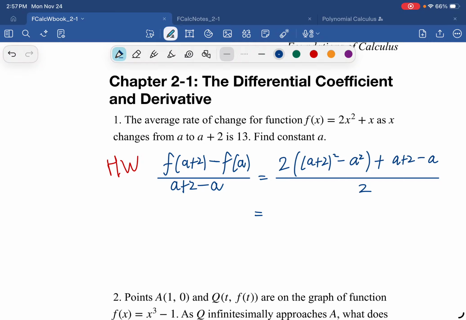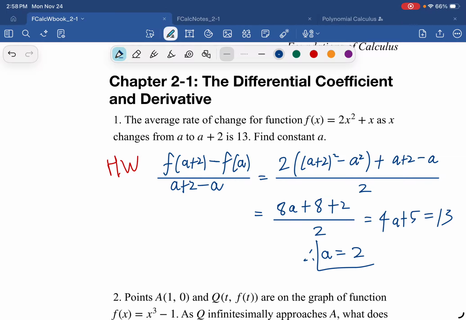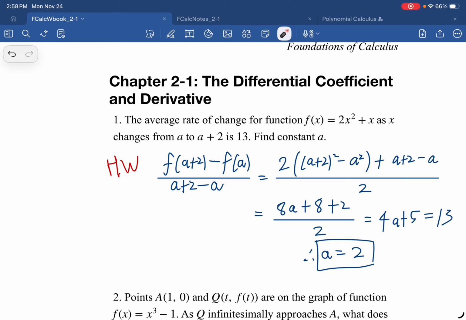So (a plus 2) squared is a squared plus 4a plus 4, and subtract a squared, that's going to be 4a plus 4, so that's going to be 8a plus 8, and then a plus 2 minus a is going to be 2. So plus 2, divided by 2, and that's going to give you 4a plus 5, which has to equal 13. Therefore, a equals 2, and that is your answer. Organizing these by the powers is a really useful method that will become handy later on when we get to integration. So just take note of that.